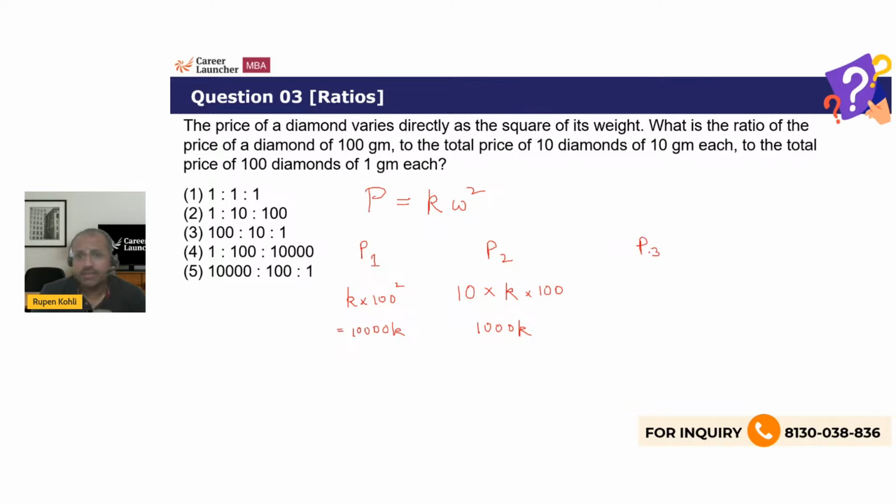And price P3 is the total price of 100 diamonds of 1 gram each. So 100 times K into 1 squared, which is 100K. So in this ratio, if you cancel 100K, you're left with 100 is to 10 is to 1. Right? Third option is correct. Yes, ABXHB is also saying correct. Anand Sinha is also correct. All right, thank you, both of you. Perfect, right? 100 is to 10 is to 1.